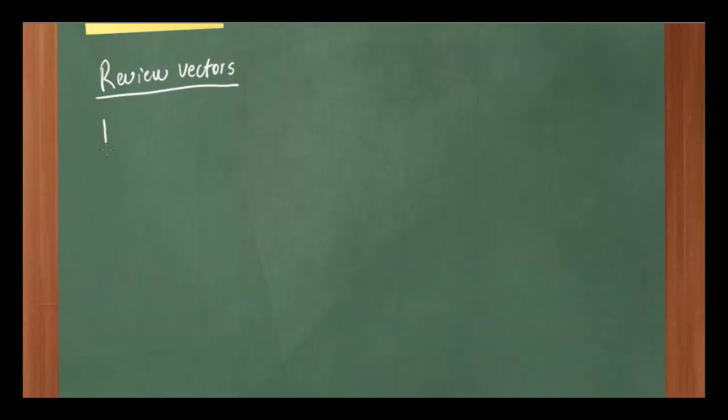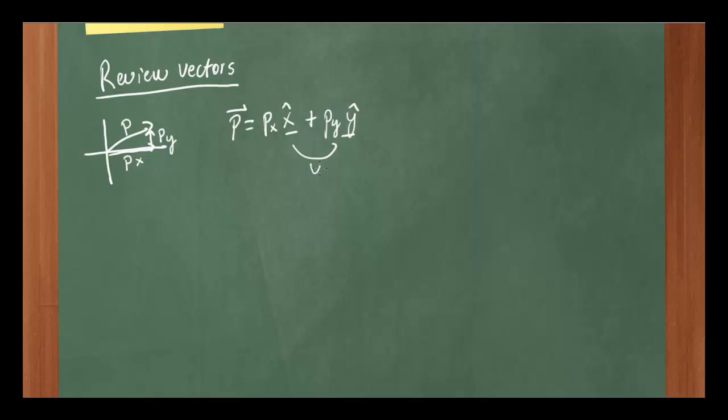So let's say I have this vector diagram and I'm representing this momentum vector of some object. So I could split this vector up into components, into the x component and into its y component. With this, I can represent this vector as p sub x in the x hat direction plus p sub y in the y hat direction. And if you remember, x hat and y hat are unit vectors.